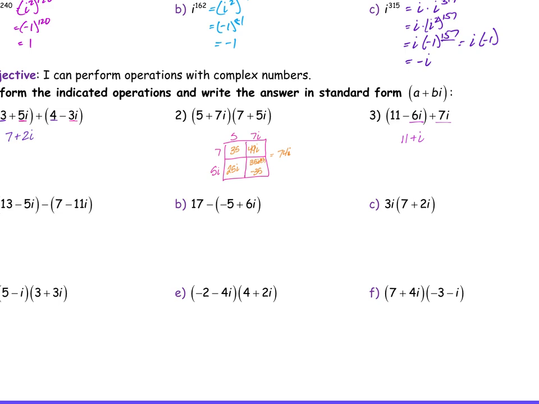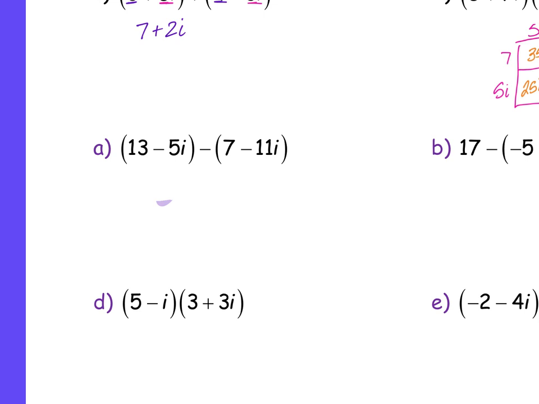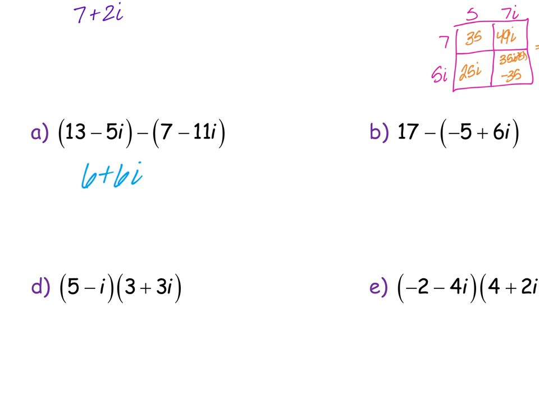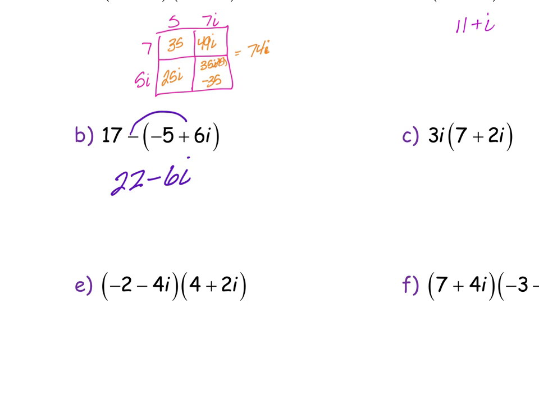What did you get for number A? 6 plus 6i. Let's try not writing with a highlighter. No, I know. 6 plus 6i. Beautiful. And number B? 22 plus 6i. That's what I have, minus 6i. Because this negative gets distributed through. Okay. Because the negative gets distributed through. Yes? Are you okay with that? Yes.